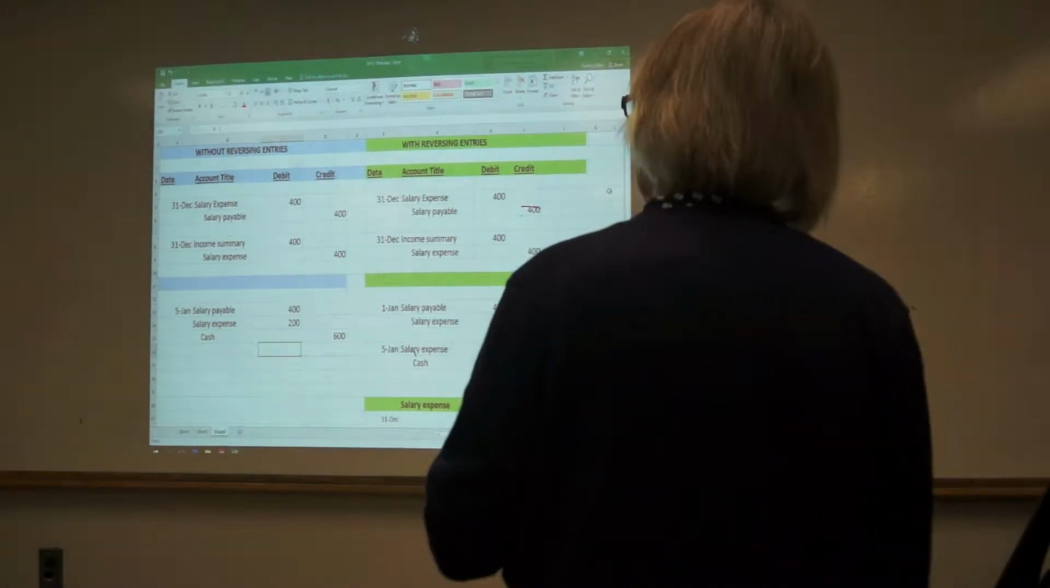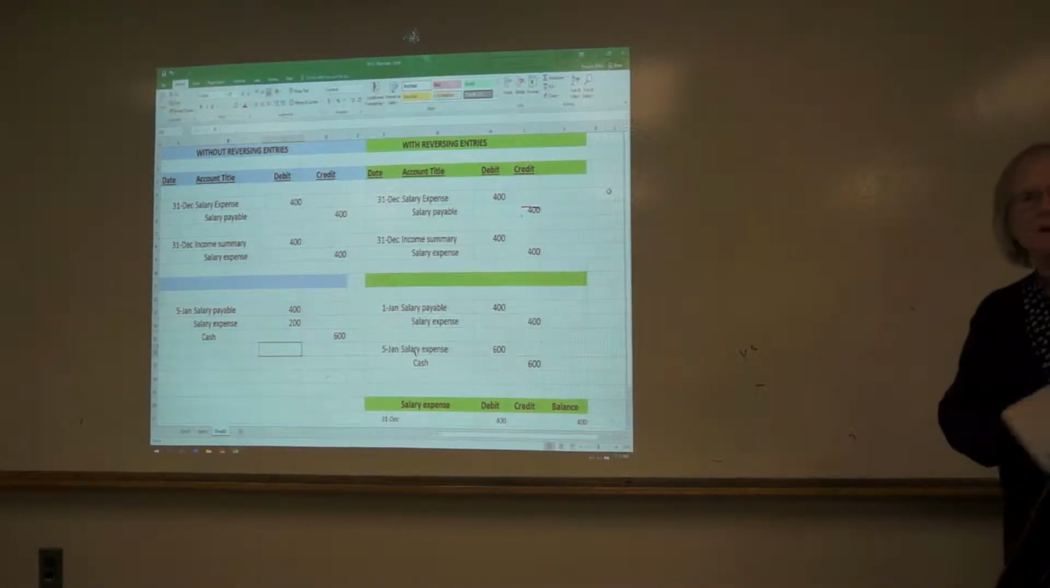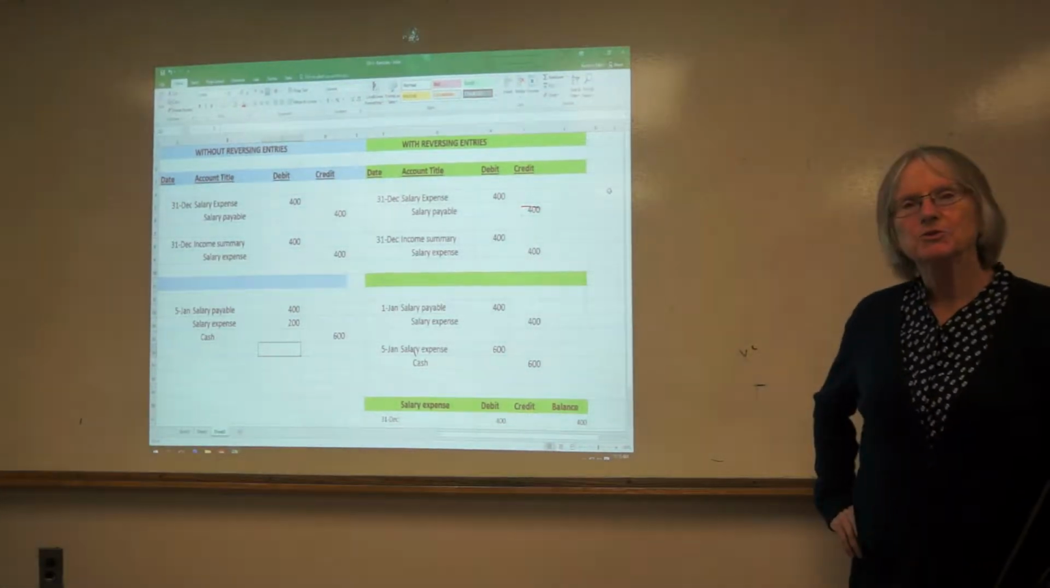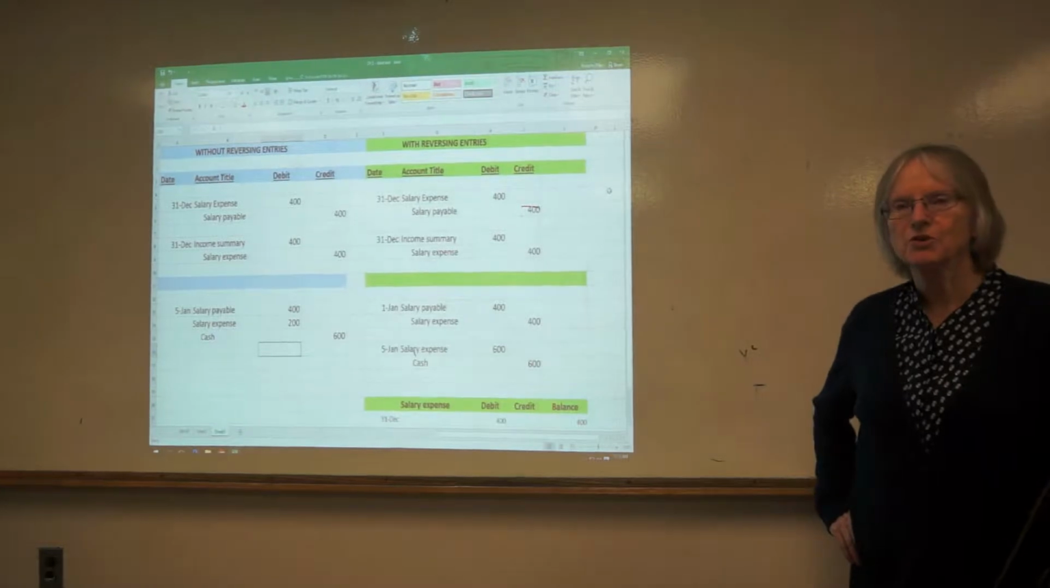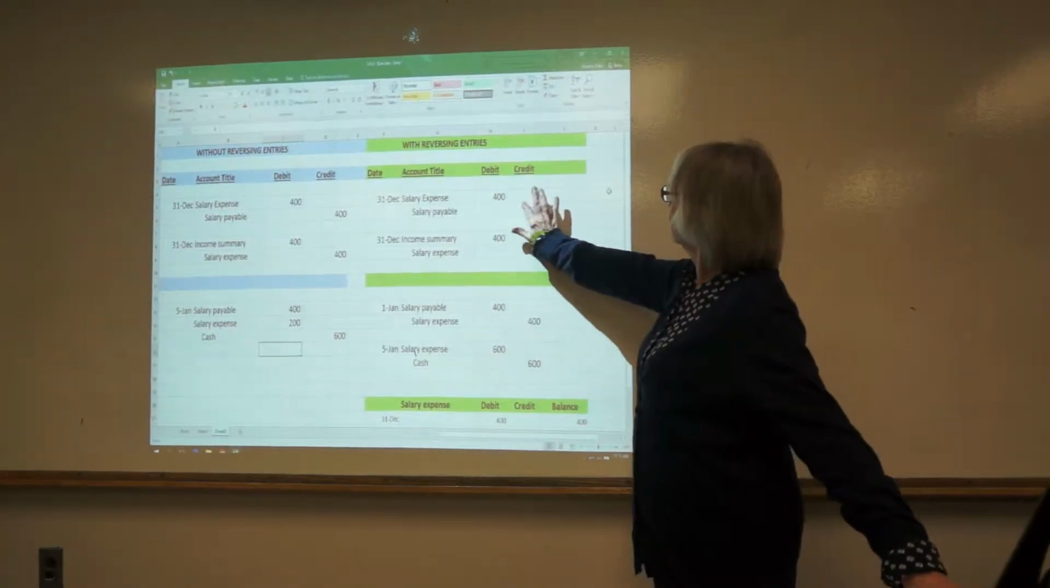So we'll talk about reversing entries, and this is in the appendix to your chapter, and I do cover these so that you will know what they are when you run into them. I don't go into a whole lot of detail, but you really should know what they are and how they work.